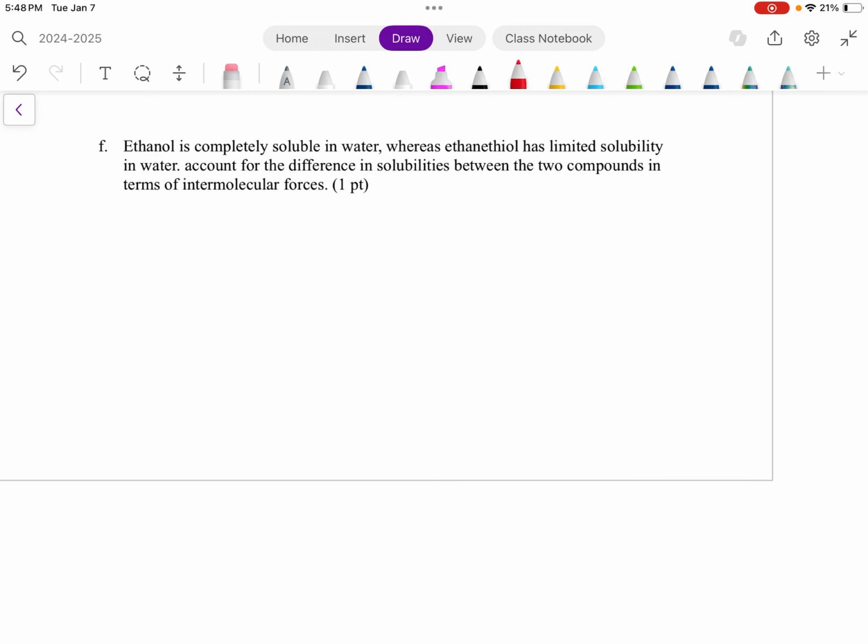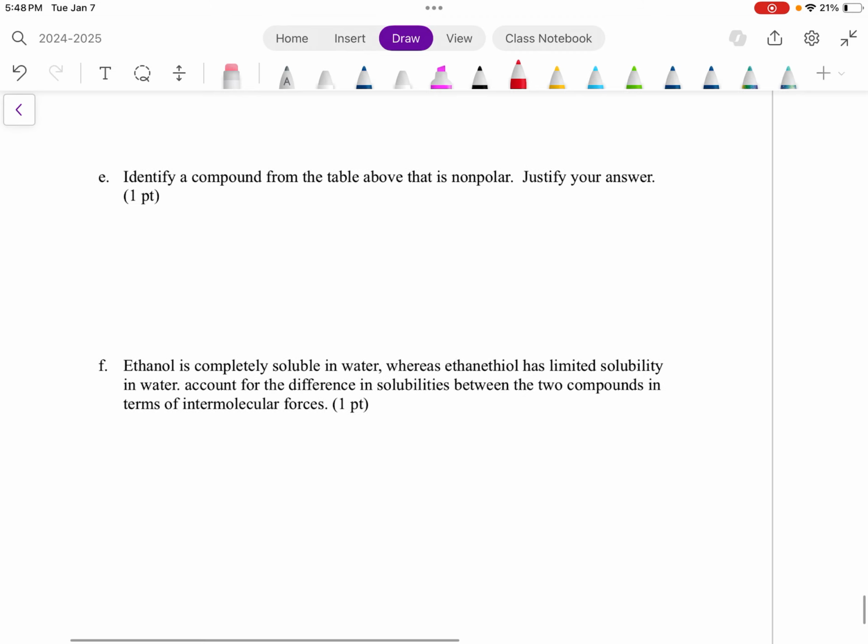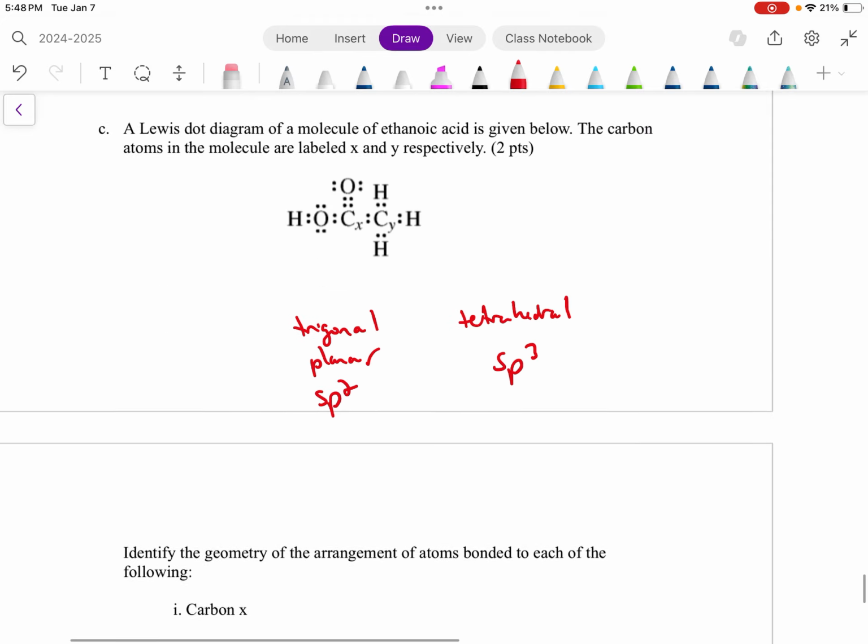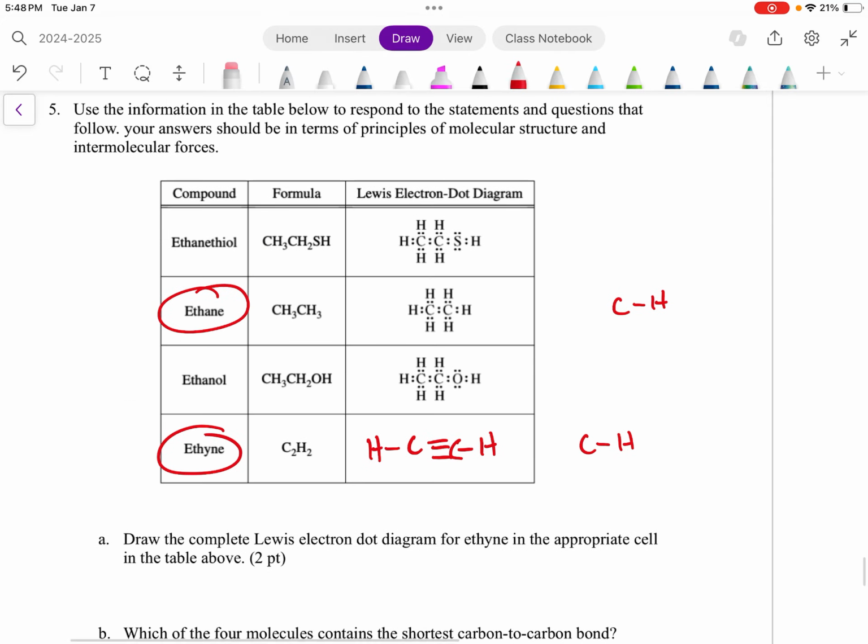And then the last one: ethanol is completely soluble in water, whereas the other compound has limited solubility in water. So explain your answer in terms of intermolecular forces. That's key. Use intermolecular forces in your language to explain. So if we go back up to our image here, we're comparing the ethanol and the ethynyl. The key here is they tell you ethanol is soluble in water. Again, like dissolves like. Ethanol has the ability to hydrogen bond. So the intermolecular force present in ethanol is hydrogen bonding.